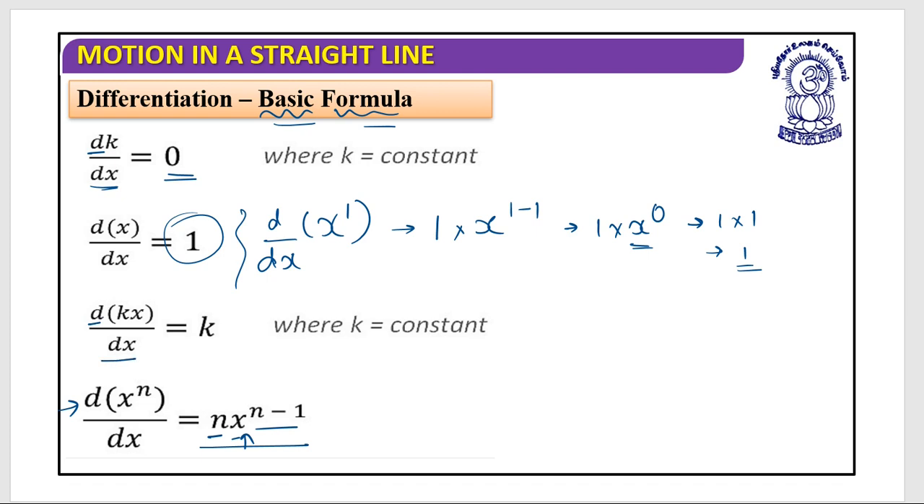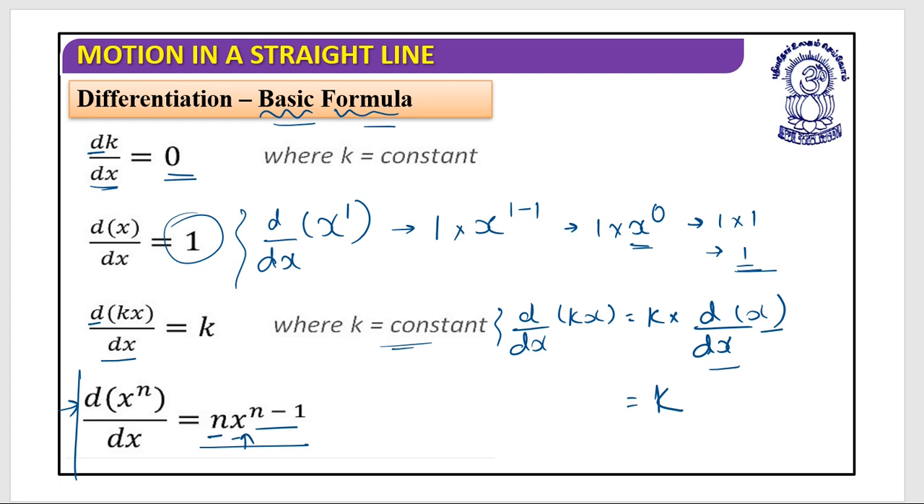It's d by dx of kx, where k is a constant. When k is a constant, you can write d by dx of k into x as k multiplied by d by dx of x. Now you know that d by dx of x is 1, so this comes to k. If you remember this relation, things would be easier for you. Got it?